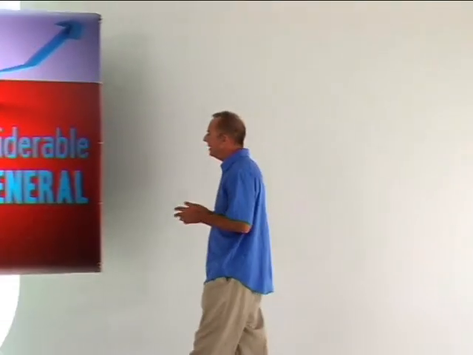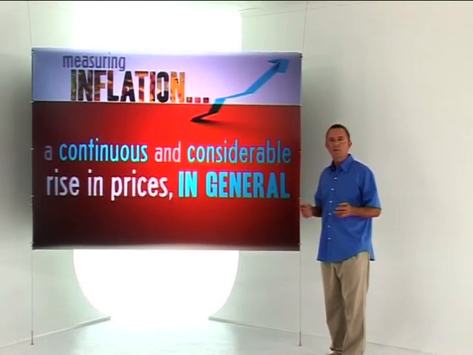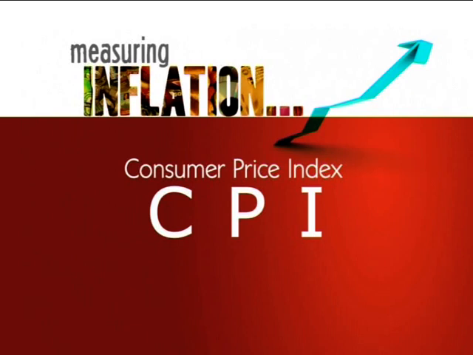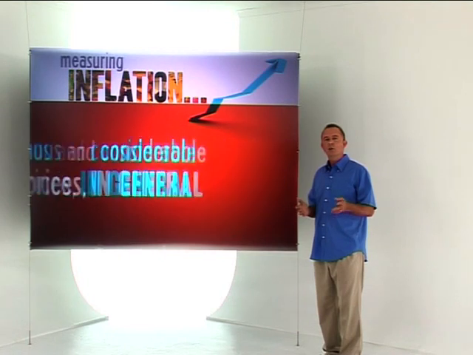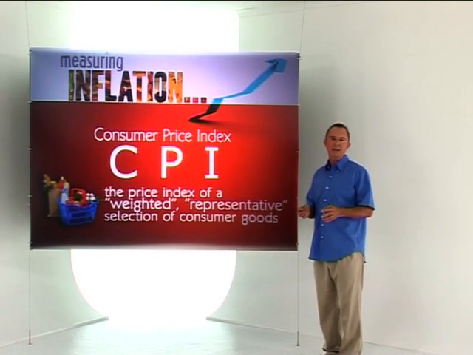But how do we measure this percentage? How do we measure inflation? Well, since inflation is a continuous and considerable rise in prices in general, to measure inflation, we use an index to measure the change of a general price level over time. The most widely used measure of inflation is called the Consumer Price Index, or CPI. Now, this is the price index of a weighted and representative selection of consumer goods. And we economists sometimes refer to it as a basket of goods.